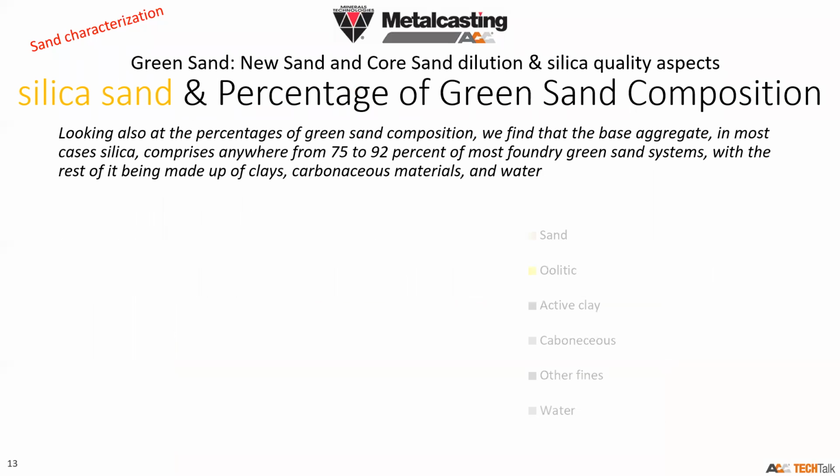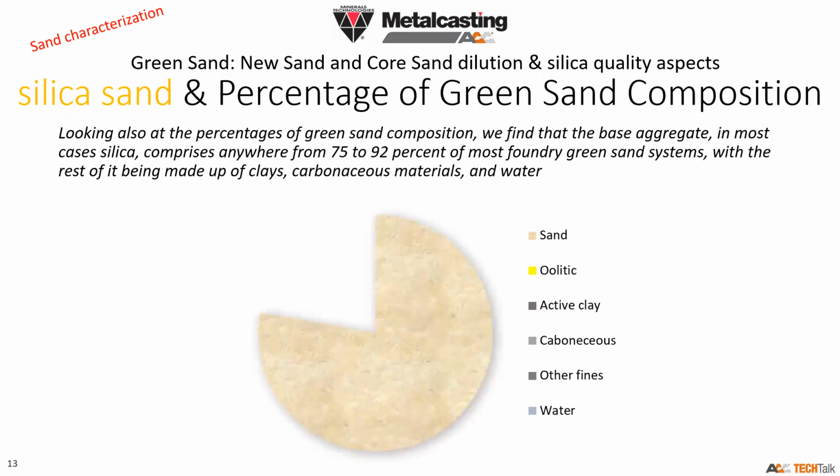However, you can see that the concentration in the green sand system is not 100%, because you get some other components in the green sand. For example, you can see here that typically you will find the sand content in the green sand to be between 75 and 92% in most foundry green sand systems. It can be even more or even less, but in extreme cases.